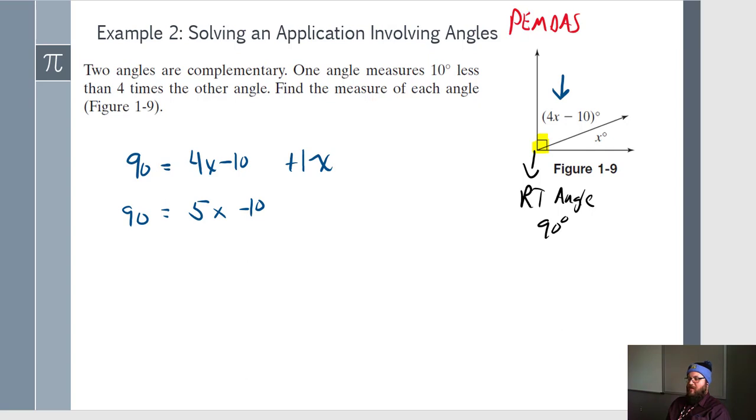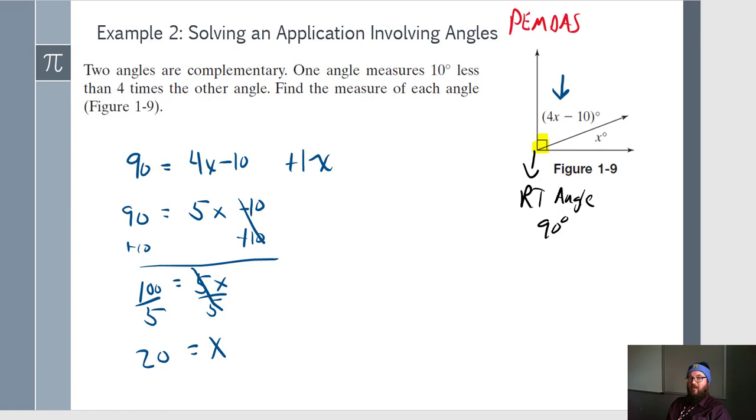And now, let's go ahead and get rid of this minus 10 over here. To get rid of minus 10, you want to add 10 to both sides. So the 10s go away on the right, and you have 90 plus 10, which gives you 100. And that equals 5x. Now, how do we get rid of that 5 on the x? We need to divide by 5. So we've got 5x divided by 5. Those 5s go away, so we're left with x. And 100 divided by 5 is 20, because 5 $20 bills gives you 100 bucks. So our x equals 20.